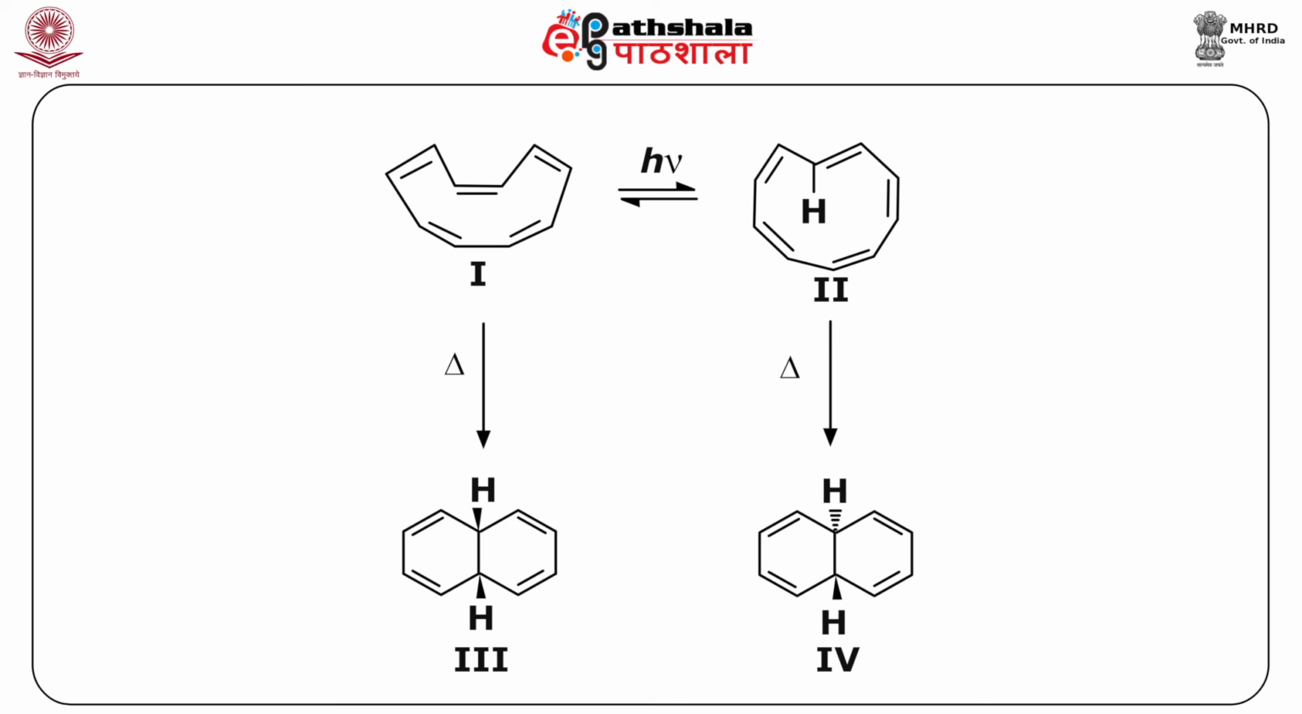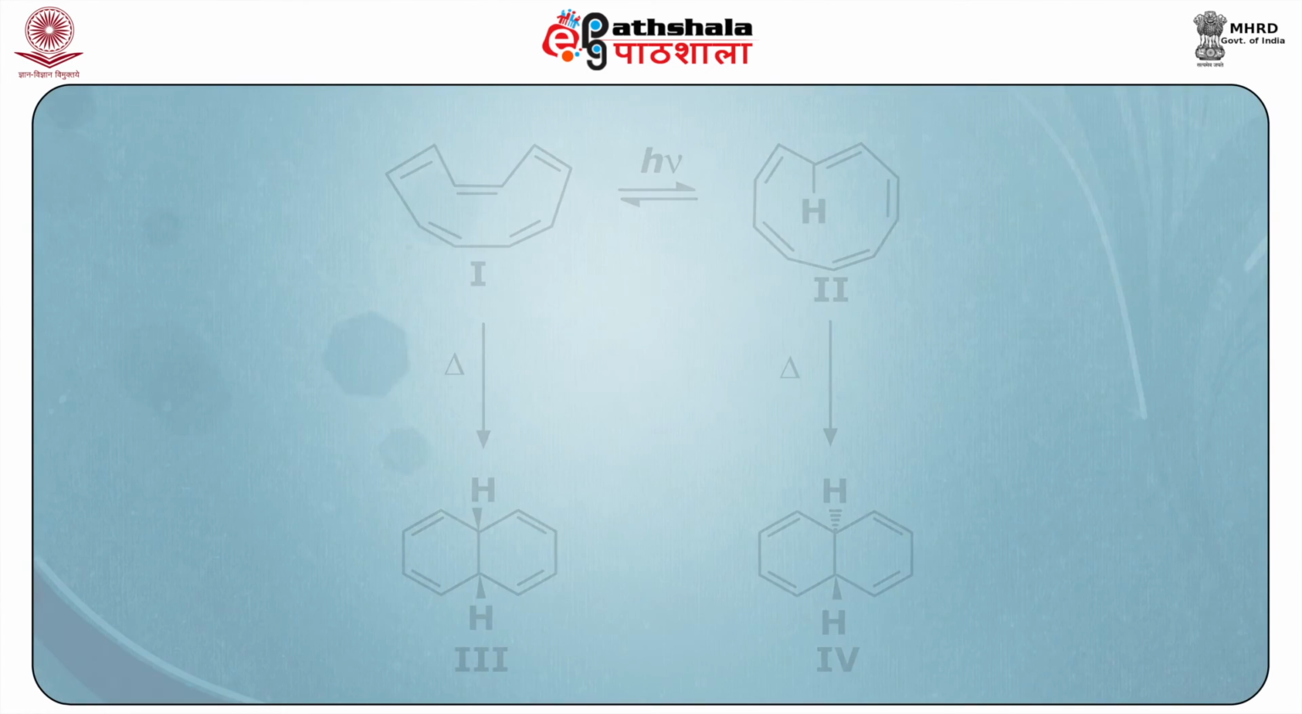The lack of planarity, and hence aromatic stability, in both the conformations is responsible for the relatively high reactivity of 10-annulenes. The 10-annulene on hydrogenation gives cyclodecane.